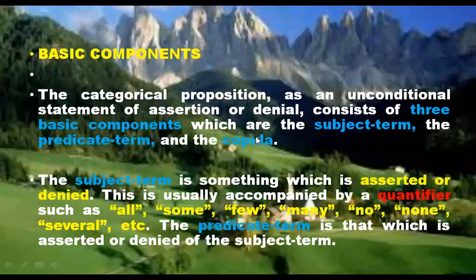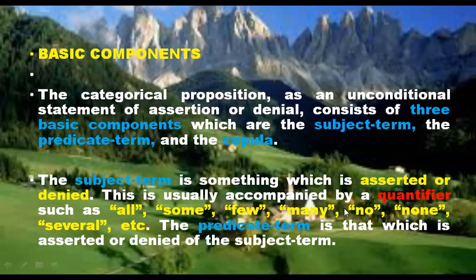The categorical proposition as an unconditional statement of assertion or denial consists of three basic components. No? So tatlong parts talaga ito, which are the subject term, the predicate term, and the copula. Kung sa English grammar natin ito dadalhin, sa sentence, mayroong subject, and then mayroong linking verb or auxiliary verb, and then mayroong predicate. Mayroong simuno, which is the subject, and panaguri, which is the predicate kung sa Tagalog pa.